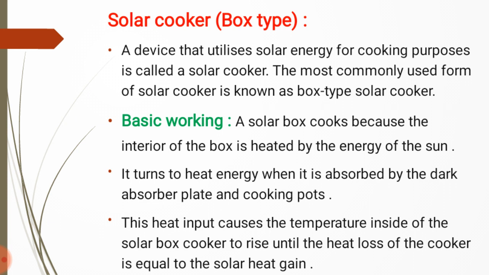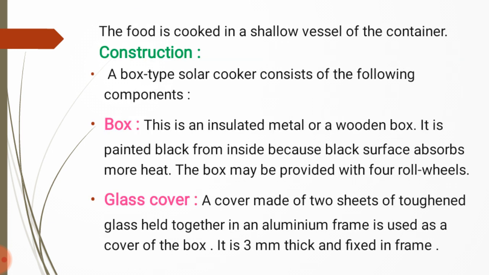So this is the basic principle of the solar cooker, and the food is cooked in the shallow vessel of the container. That means there are two or more containers in the box type solar cooker, and in those the food is cooked. Now, but how is the system constructed?